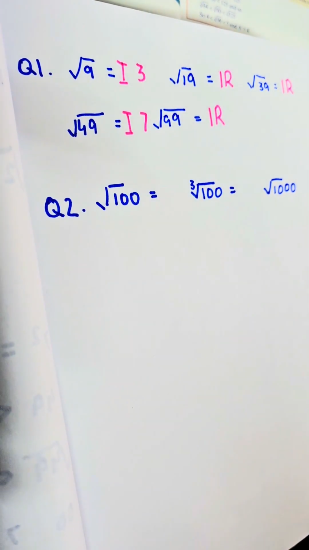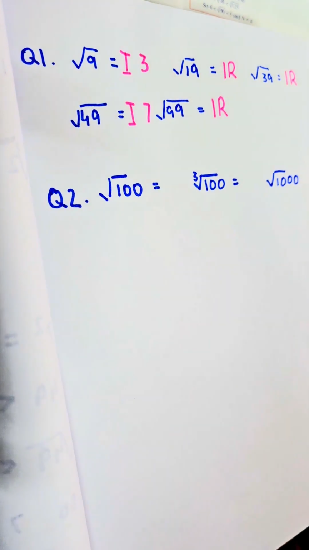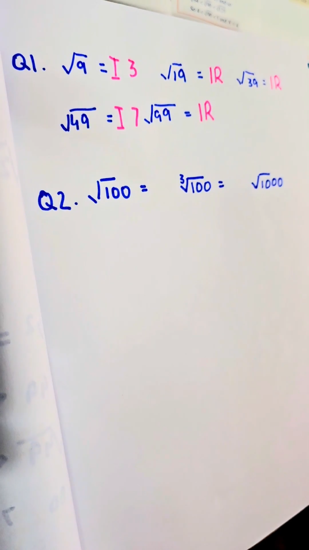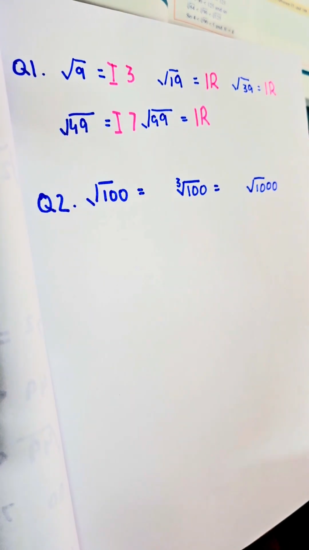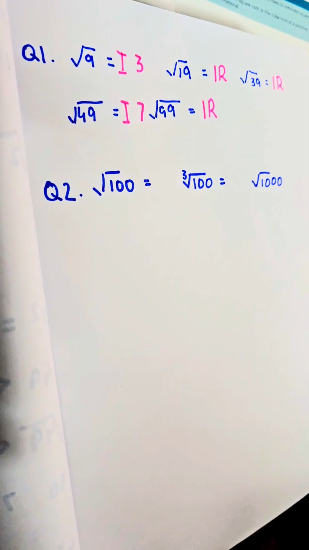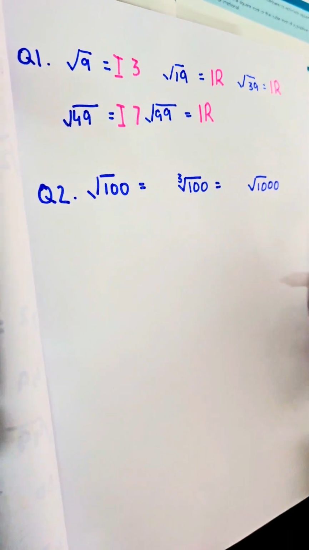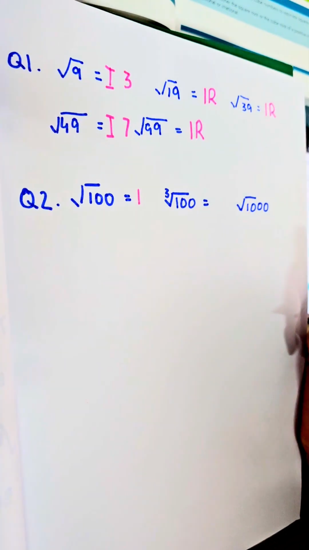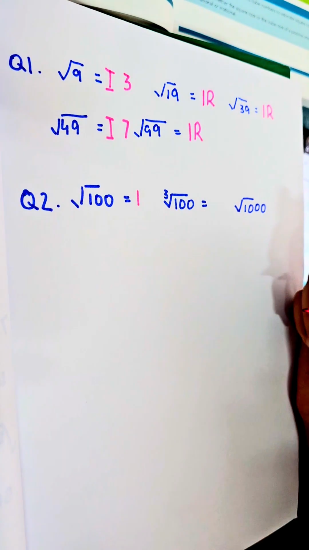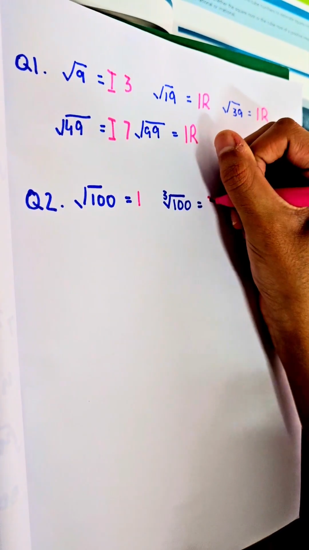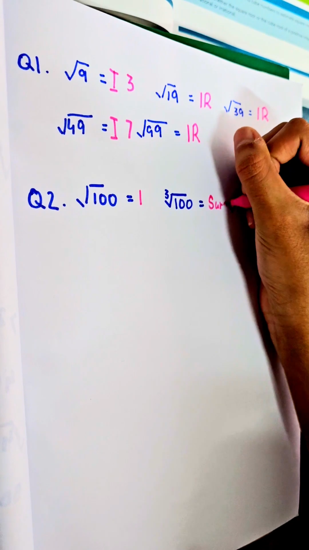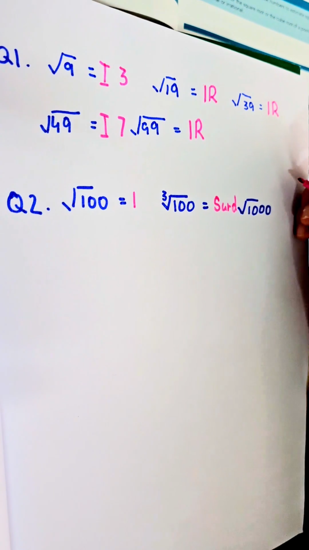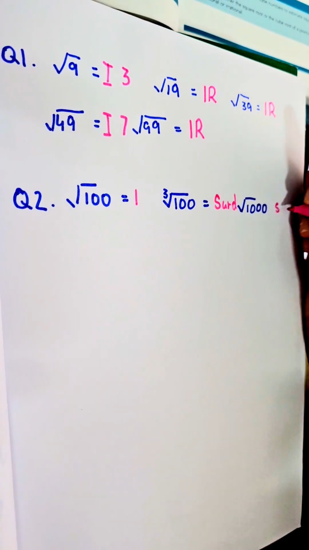In this question, we have to figure out if the value is an integer or a surd. A surd number is an irrational number that has square roots or cube roots, and these are called surds. The first one is the square root of 100. The square root of 100 is 10, so it is an integer. There is no cube root of 100, so that is a surd. And for the square root of 1000, there is no exact square root for that, so that is also a surd.